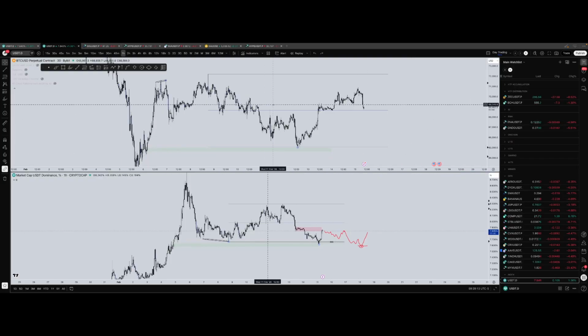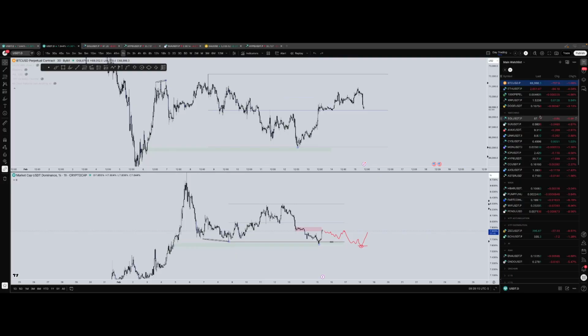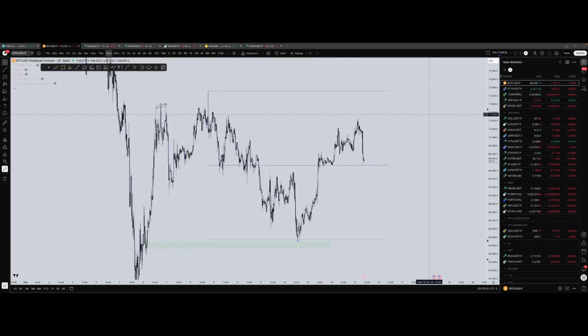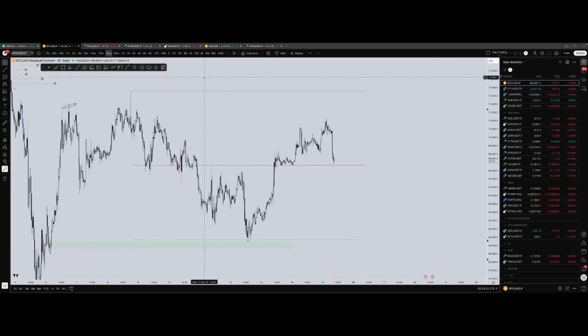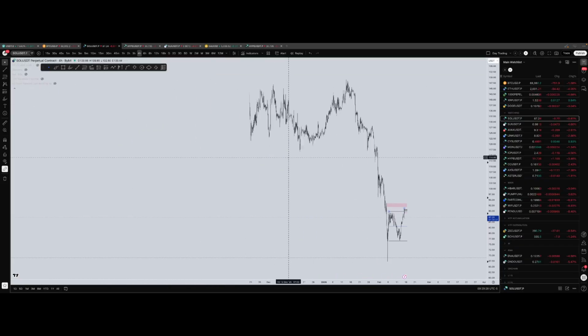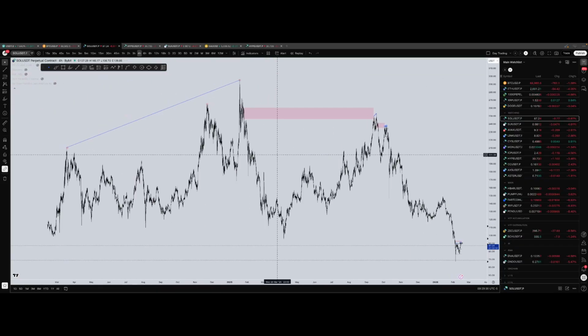So I have said that in preparation for that, looking to potentially short in the near future, I have pre-planned a couple of ideas on some coins that I am looking at. The first one being Solana. Solana looks like this, which is a little bit interesting. I want to explain why.